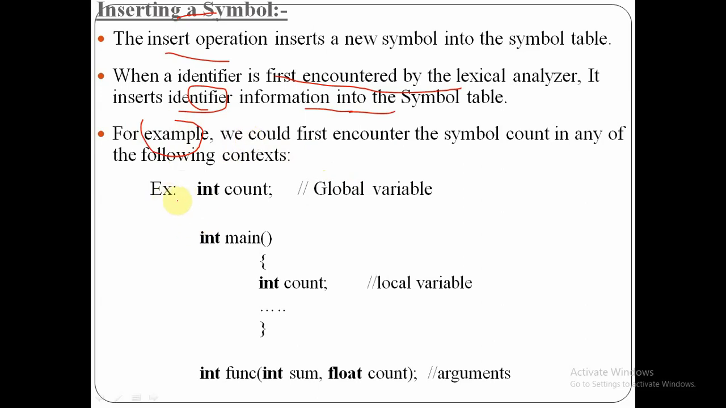In the first case, int count. Here, the identifier is treated as a global variable. It is not declared inside of any block, function, etc. So it is treated as a global variable.